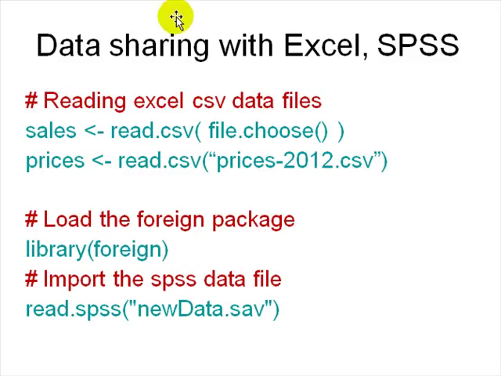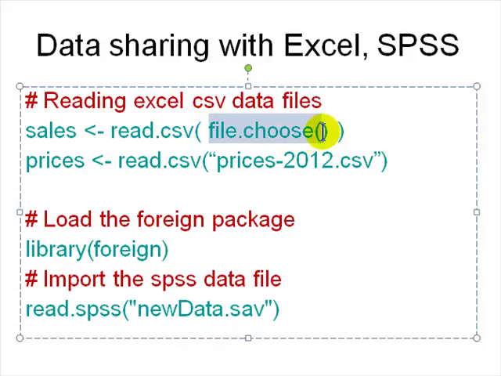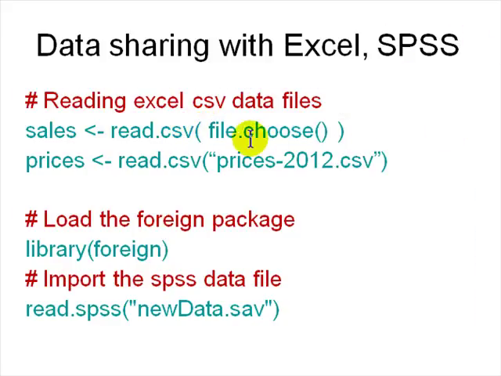So how do you share with Excel? You say read.csv, and then file.choose is a function. It will give you a pop-up, and then you pick a file and it will read it into a variable called sales. Or you could give it a string, the name of the file, and it will look in the current folder. You can also read SPSS data by using a library. It's a library for foreign data, and then read.spss, some SPSS file name. And we'll see later on how to process this variable after you read it in.